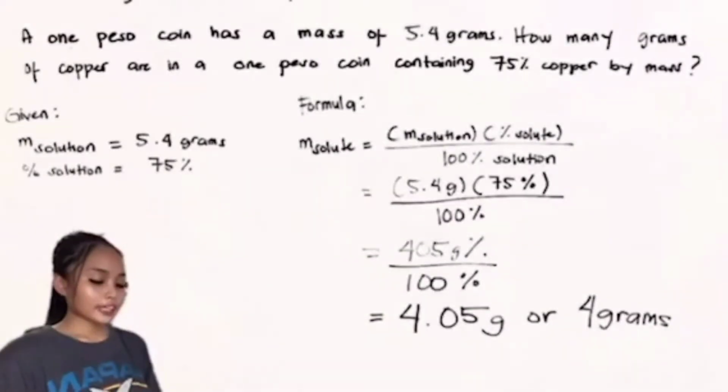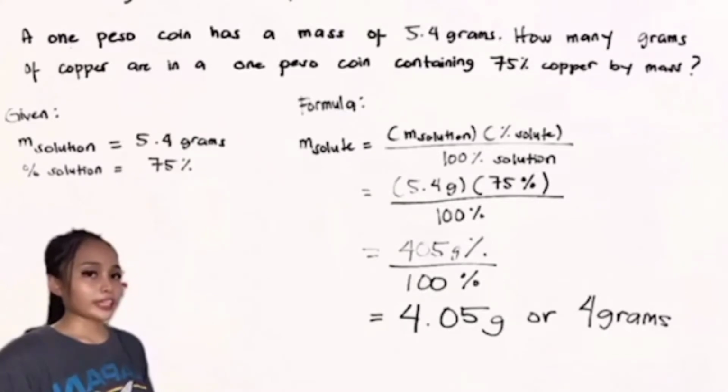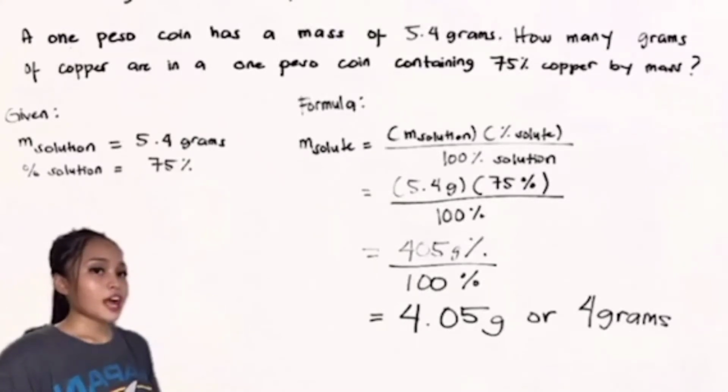In finding the mass of solute, we have the example: a 1 peso coin has a mass of 5.4 grams. How many grams of copper are in a 1 peso coin containing 75% copper by mass? Here is the given: the mass of solution is equal to 5.4 grams and the percent solute is equal to 75%. For the formula, mass of solute equals mass of solution times the percent solute over 100% solution.